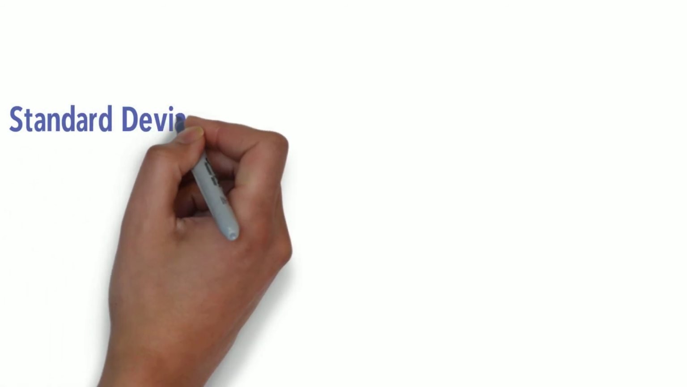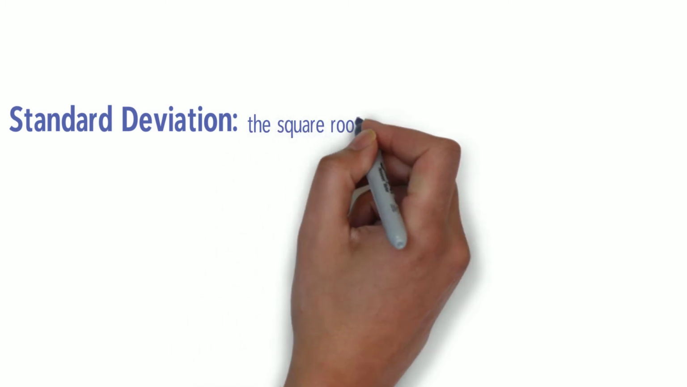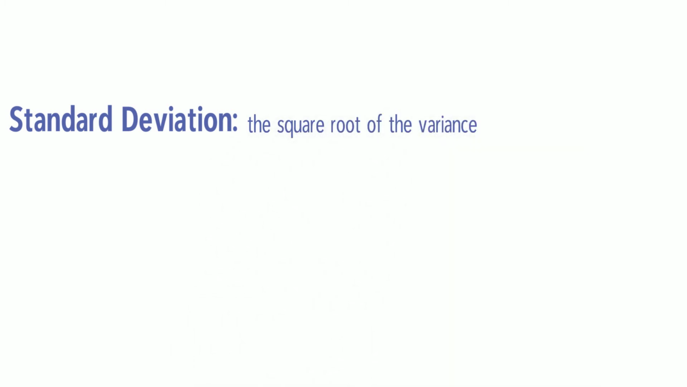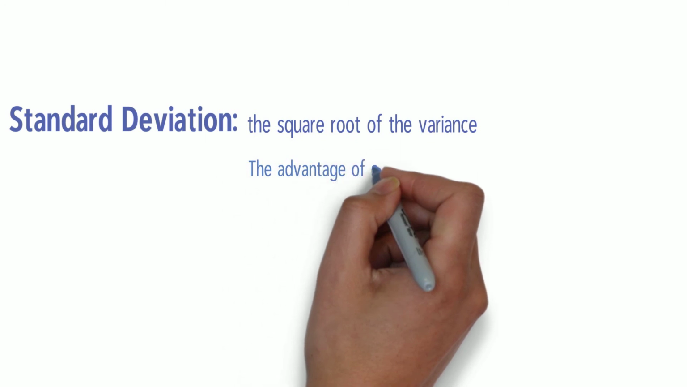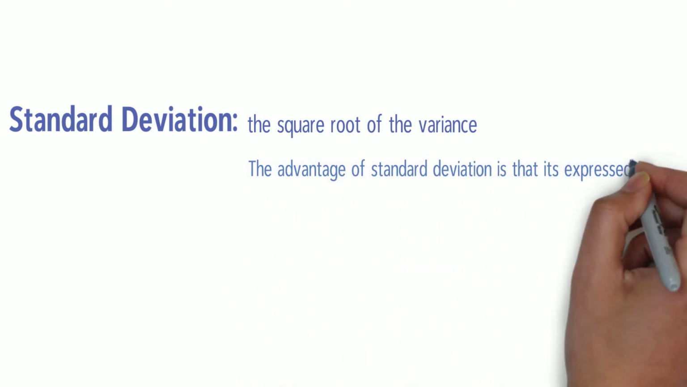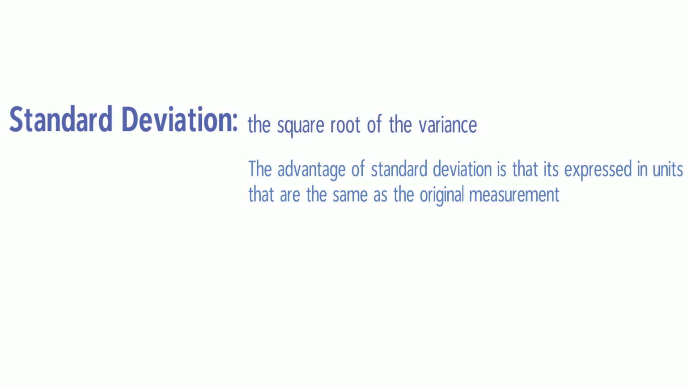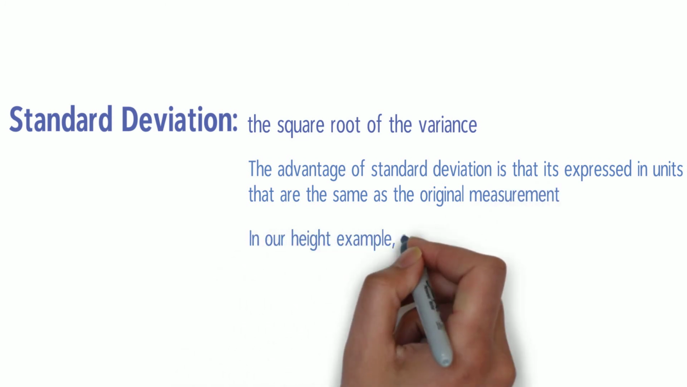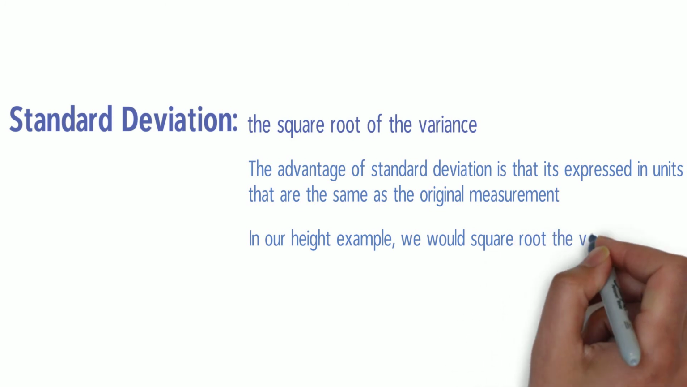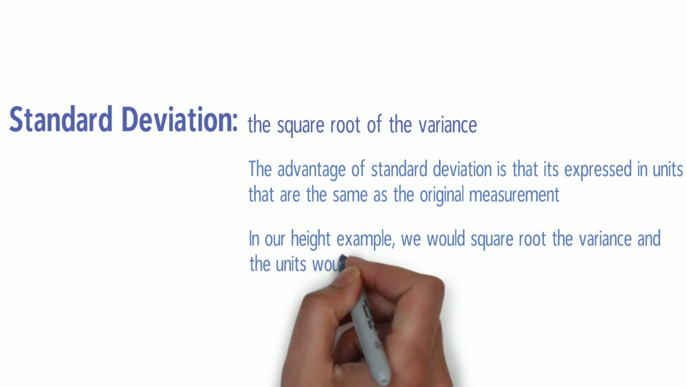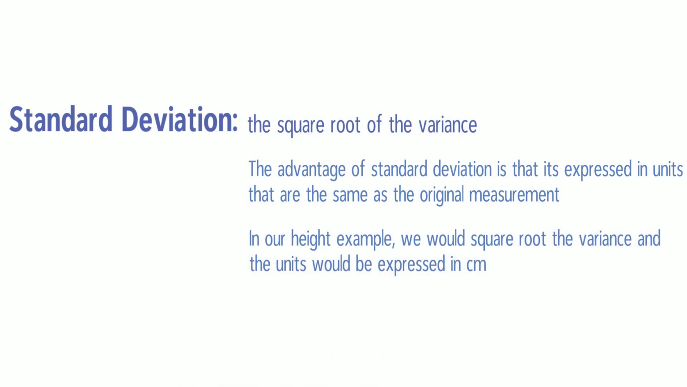Next is standard deviation. Standard deviation is defined as the square root of the variance. The advantage of standard deviation is that it is expressed in units that are the same as the original measurement. So in our height example, we would just need to square root the variance, and the units would be expressed in centimeters.